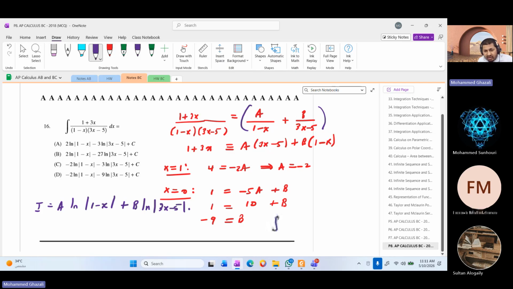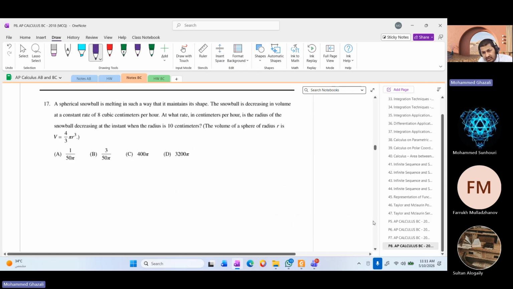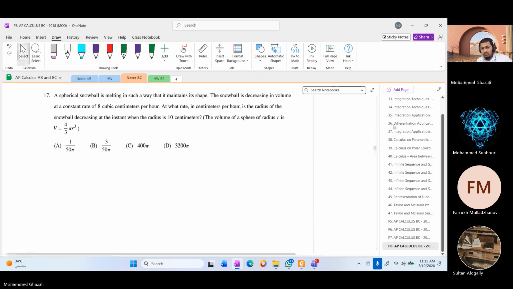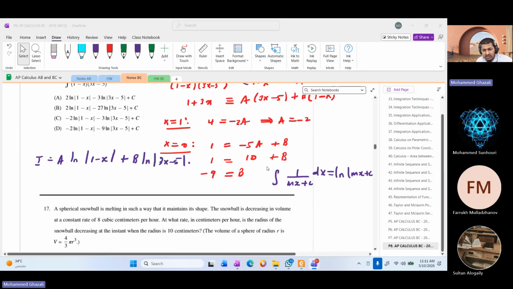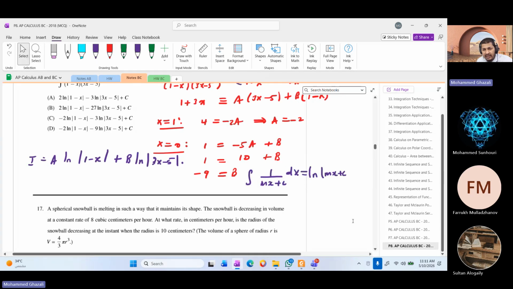So remember, the integral of 1 over mx plus c dx is ln of the absolute value of mx plus c. You're missing something here: ln of mx plus c, over m. There's an over m.